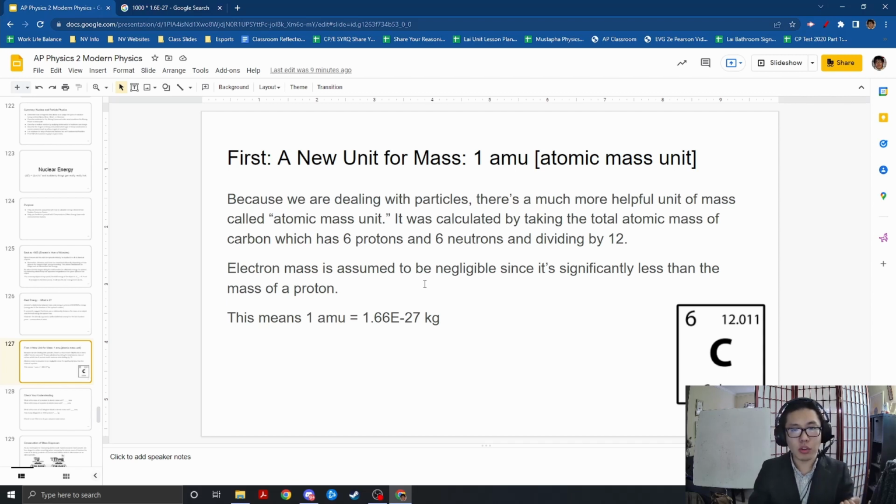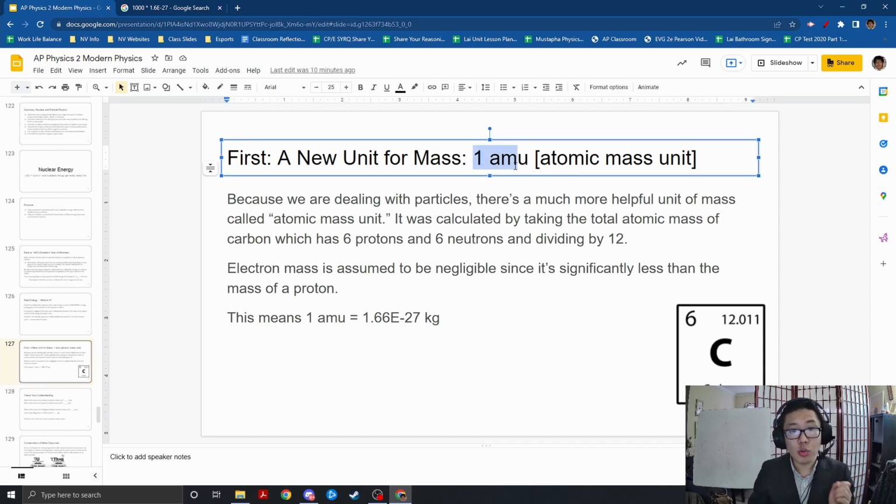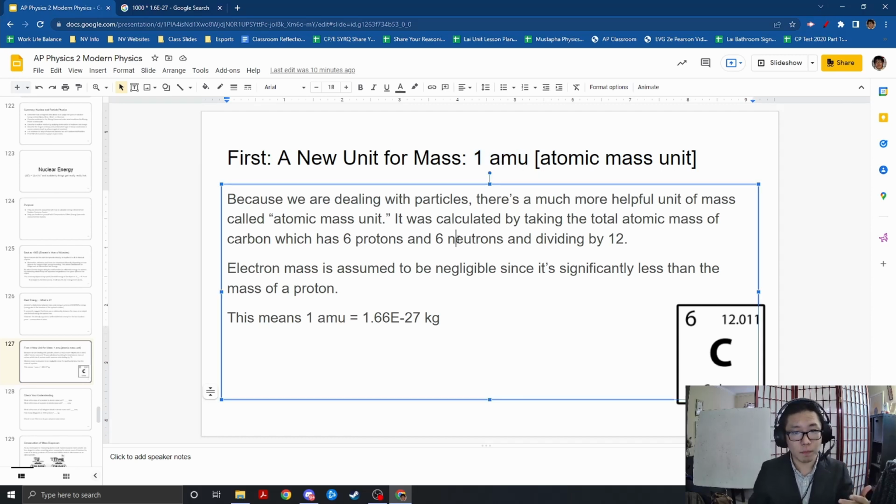So the way we're going to do this is we're going to invent a new unit for mass, just like how we invented a new unit for energy called the electron volt. So the new unit for mass is basically going to be the mass of one proton. All right, and scientists found this by taking the total mass of a carbon atom and dividing it by 12, because they know that there are 6 protons, 6 neutrons inside the nucleus of a carbon, and there are also 6 electrons that have negligibly small mass. So if you divide by 12, you will basically find the mass of a single proton.